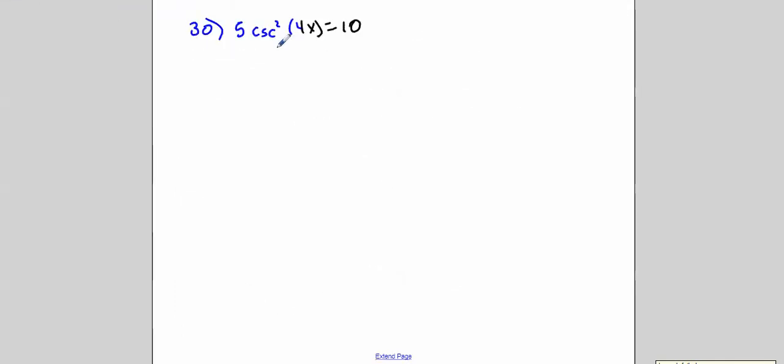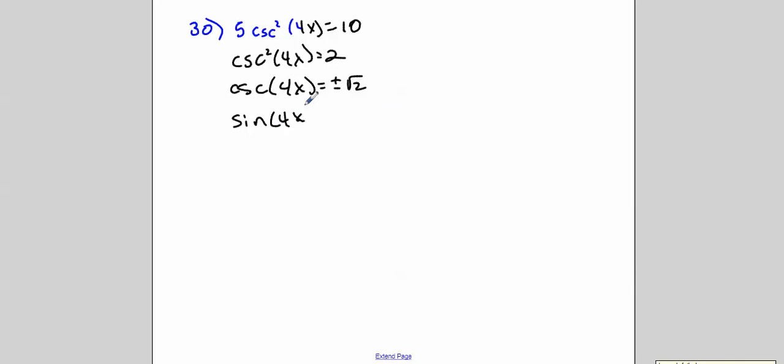Here we go. So 5 cosecant squared 4x equals 10. Divide by 5 to get cosecant squared 4x equals 2. And then square root: cosecant 4x equals plus or minus root 2. So cosecant's reciprocal of the sine, so that means that the sine of 4x equals plus or minus 1 over root 2, which rationalizes to be plus or minus root 2 over 2. So there are 4 spots on the unit circle.